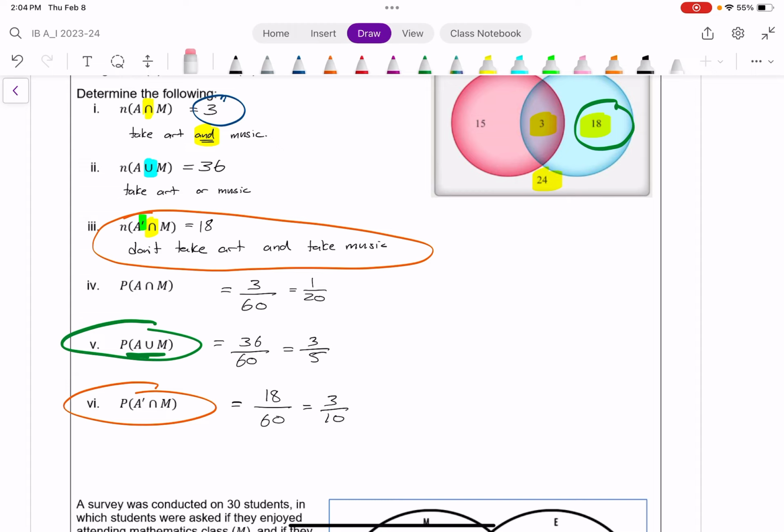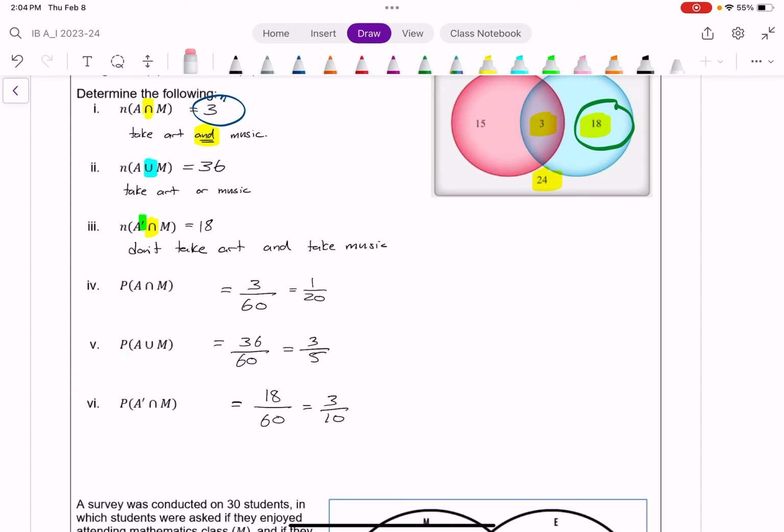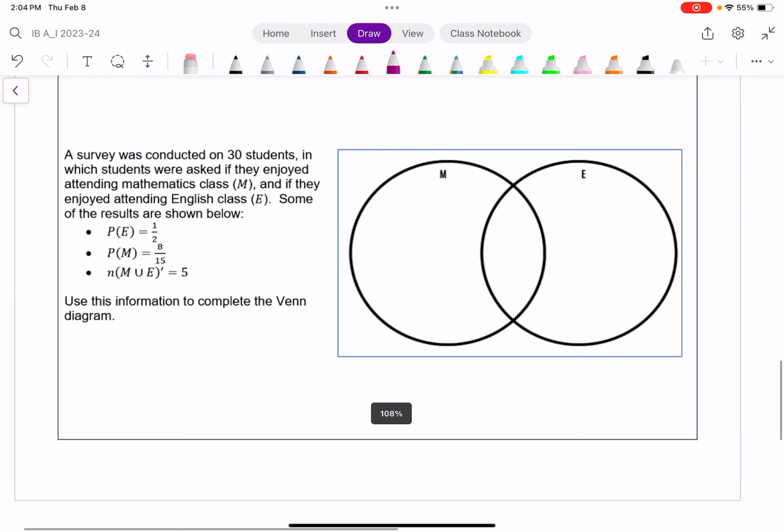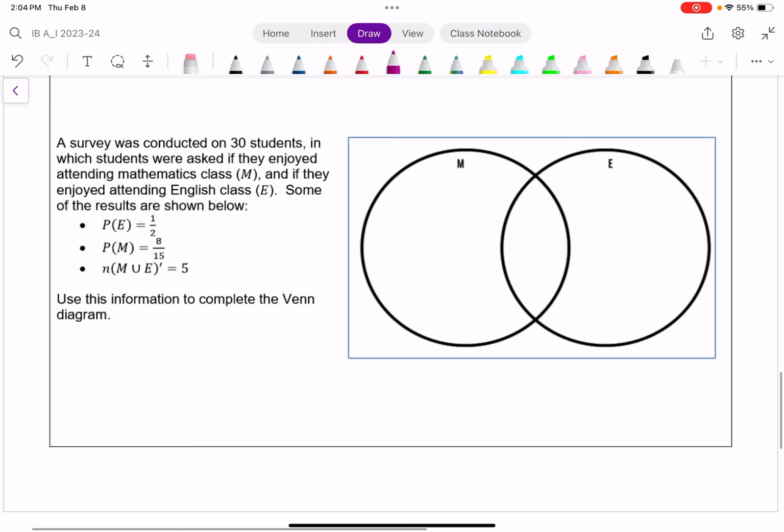All right, so keep in mind if I just get rid of all my writing here, the actual calculations are extremely simple. The hardest part right now at the beginning is understanding what this represents. And again, every time you see that apostrophe, we call it the complement. You can think "not" whatever it is. And so lastly, I have a Venn diagram that needs to be completed.